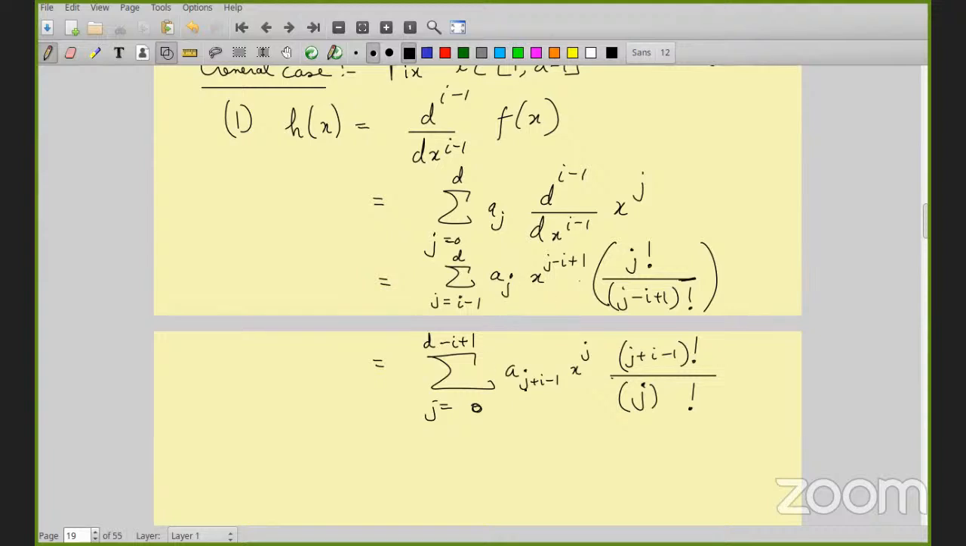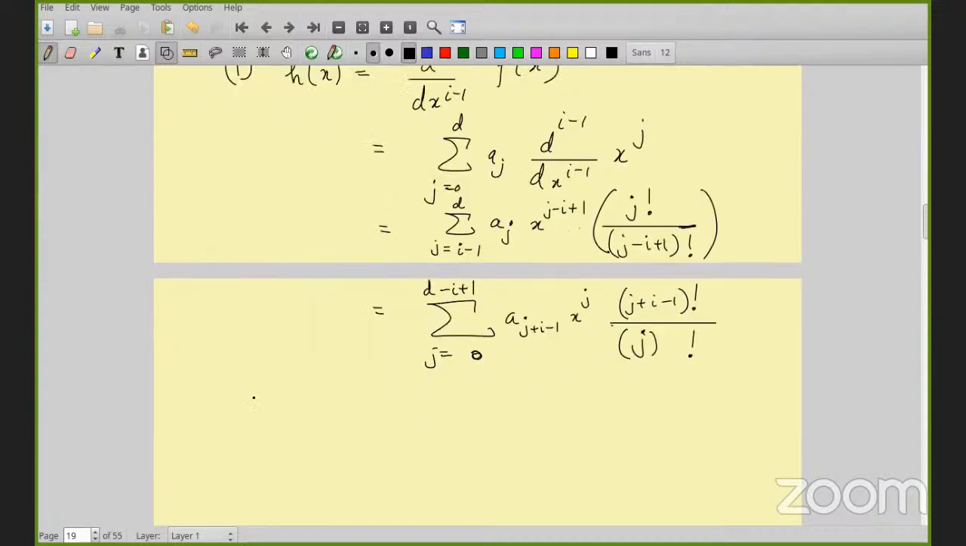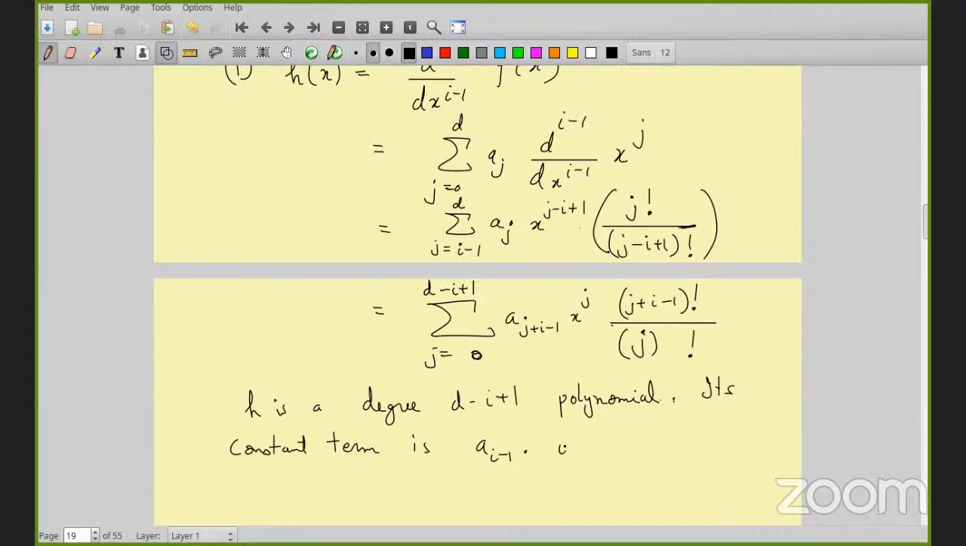Okay, good. So now this is a what degree polynomial? h is a degree d minus i plus one polynomial. Its highest degree coefficient is still a_d times something. And the lowest degree coefficient, its constant term corresponding to j equal to 0, is a_{i-1} times something, which is i minus one factorial.